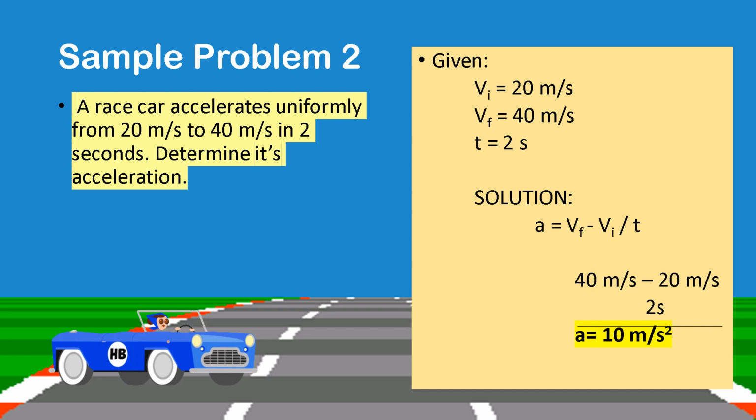Again, you have to subtract the initial velocity from the final velocity in order to get the change of velocity. So in the substitution into the formula, you will write 40 meters per second minus 20 meters per second. The answer is 20 meters per second divided by 2 seconds. So therefore, the acceleration of the race car is equal to 10 meters per second squared.